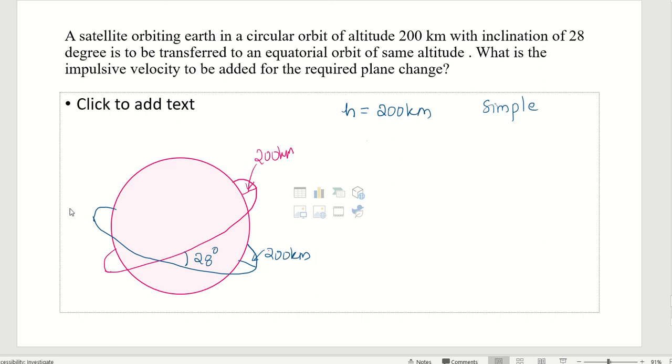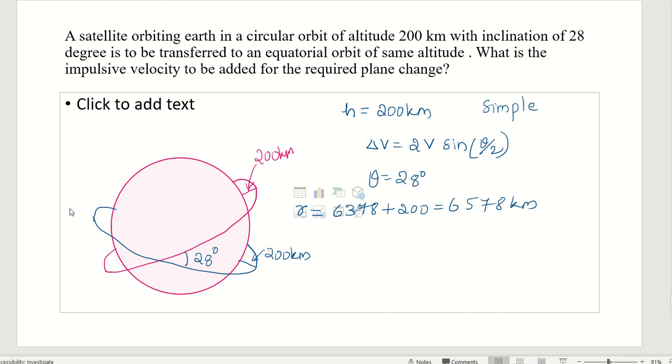And what is the formula for simple plane change? That is delta v is equal to 2v sin(theta/2). Here theta is this difference, that is theta is equal to 28 degree, and we have to find this v. Already we have h, so what is our r? R is equal to 6378 plus 200, so it is 6578 kilometer. We can find this v using the formula v is equal to root of mu by r. For a circular orbit this is the formula for velocity, and this velocity is independent of mass, and for both orbits the velocity will be the same because both orbits are of the same altitude.